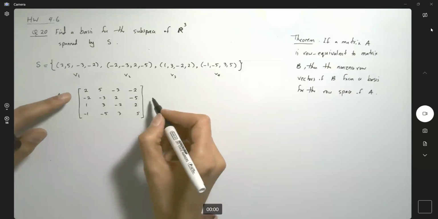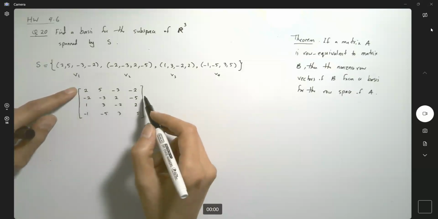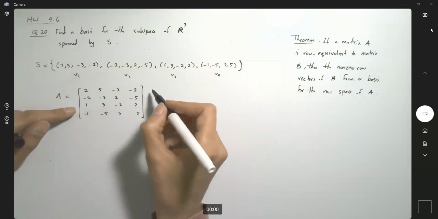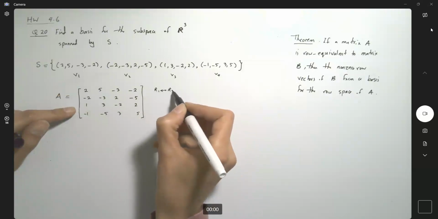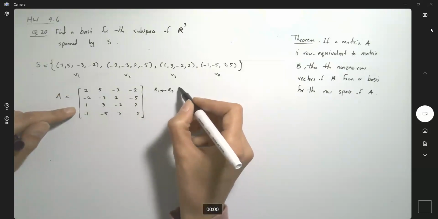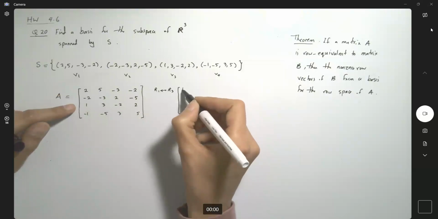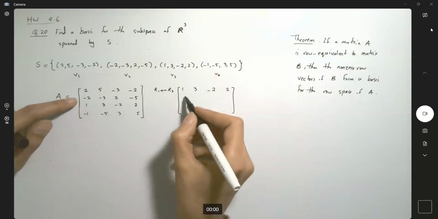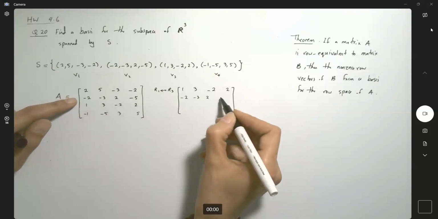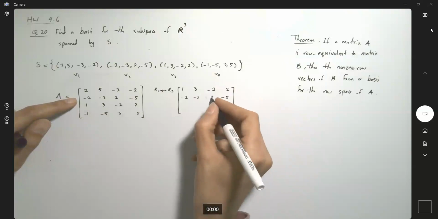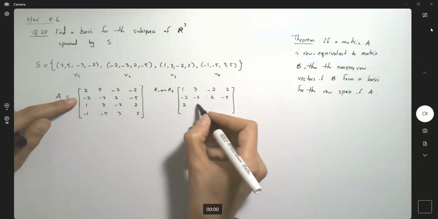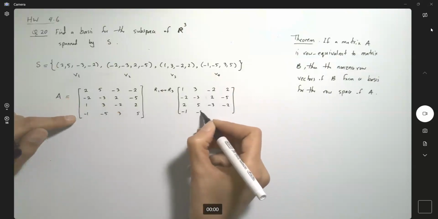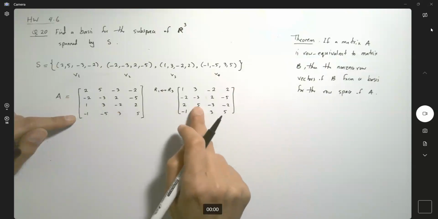Very good. So here you can divide by 2, or you can switch these two rows. Switch R1 and R3. So here you have 1, 3, -2, and 2. The second row stays the same, -2, -3, 2, and -5. And this row now is 2, 5, -3, -2, and the last row stays the same, -1, -5, 3, and 5.